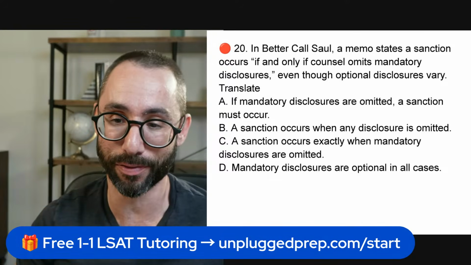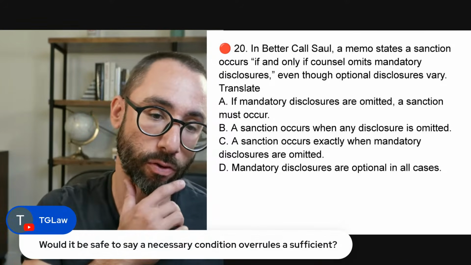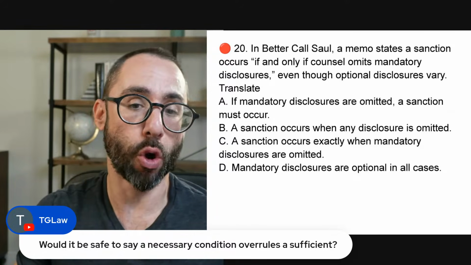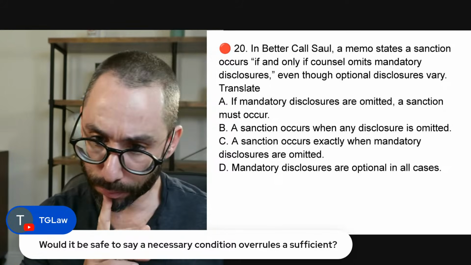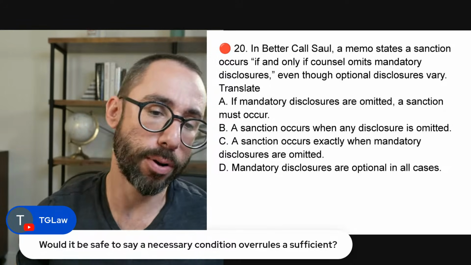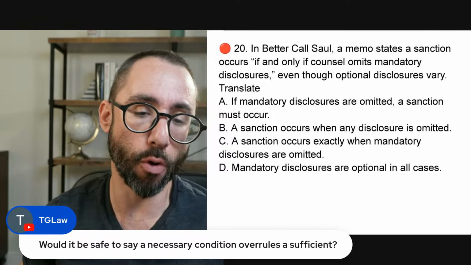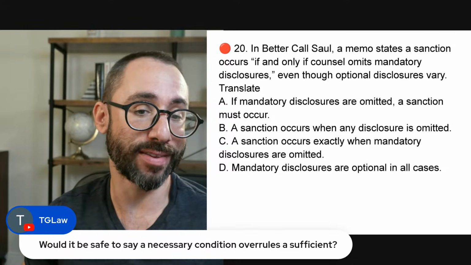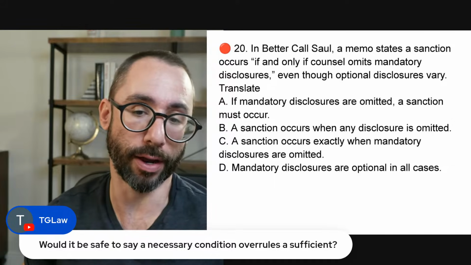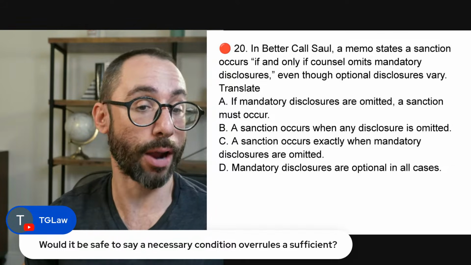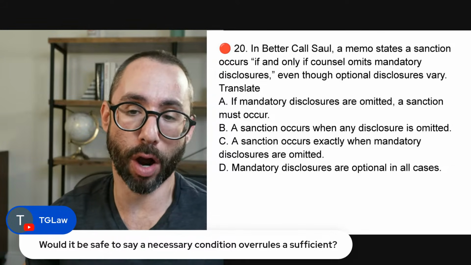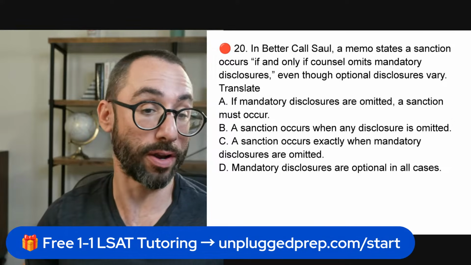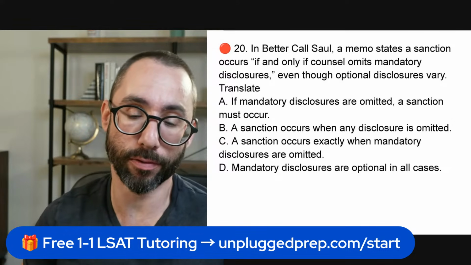These are tough questions. TG Law asks, would it be safe to say a necessary condition overrules a sufficient? I wouldn't really put it that way, I don't think. I think overrules may not be the right term for this. Necessary establishes a requirement. That's all I'll say. Sufficient gives you a guarantee. Necessary gives you a requirement.